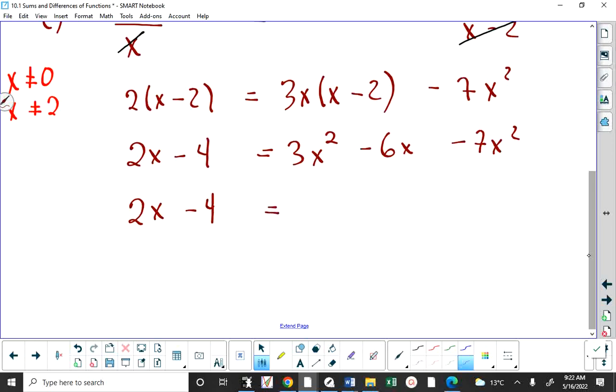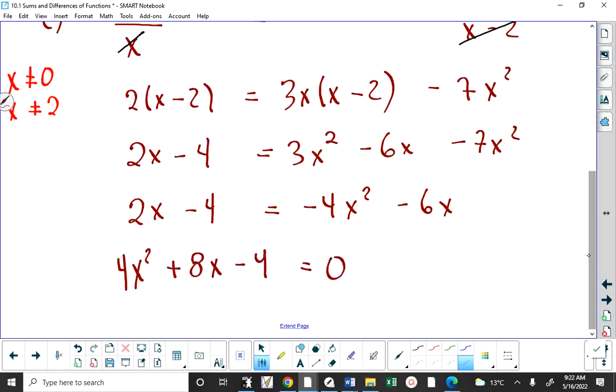3x squared minus 7x squared is negative 4x squared, and then we have our minus 6x. Now I'm going to move stuff over. So I move the 4x squared to the left side. It becomes positive. I have to add 6x to both sides. So I already have 2x over there. When I add the 6x, I'm going to get 8x. And then I have minus 4, and this is equal to 0. Does that look okay? Did you get to that point?